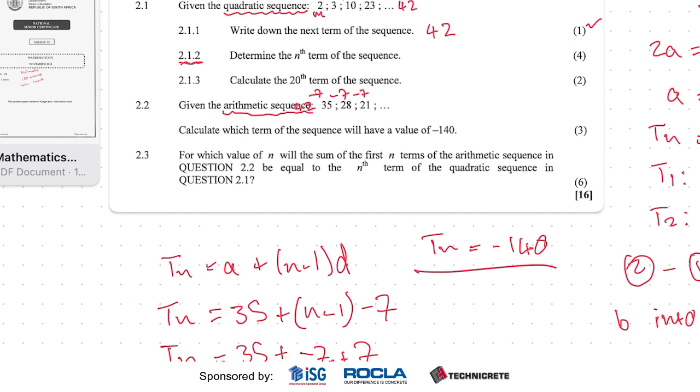The last question, question 2.3. For which value of n will the sum of the first n terms of the arithmetic sequence in question 2.2 be equal to the nth term of the quadratic sequence in question 2.1? This is really a tricky question.